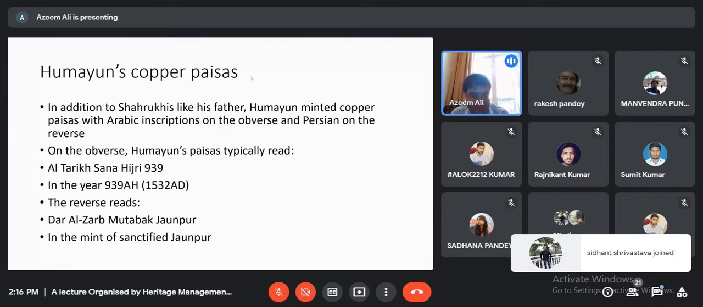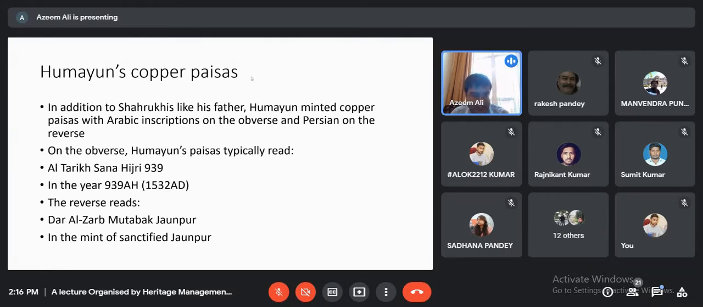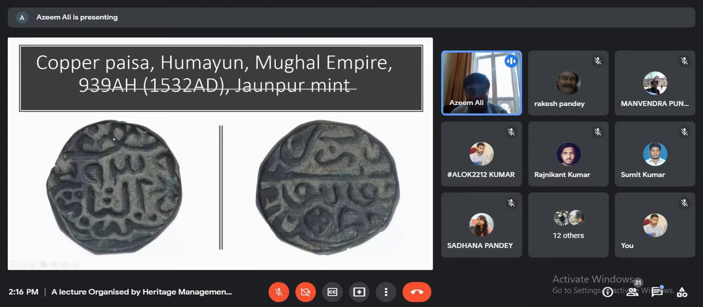And the reverse reads Dar al-Zarb Jaunpur, which means in the mint of sanctified Jaunpur, which is now in Uttar Pradesh. And it had been an important regional sultanate before, as mentioned in my previous lecture. And here is the copper pesa struck in Jaunpur mint, with the year given here.